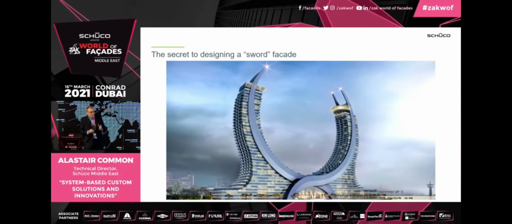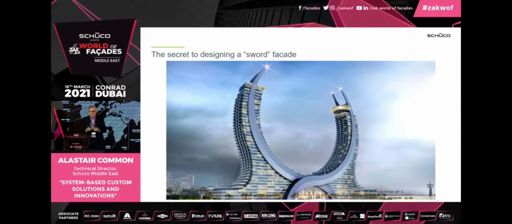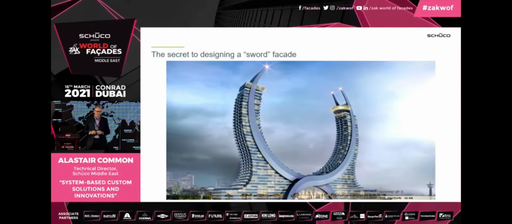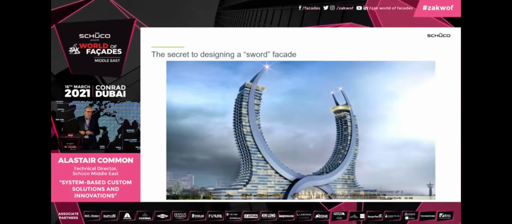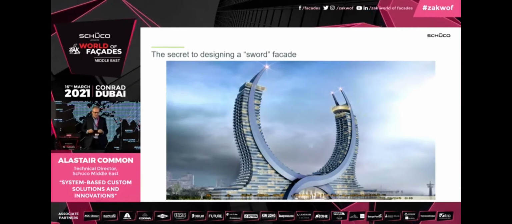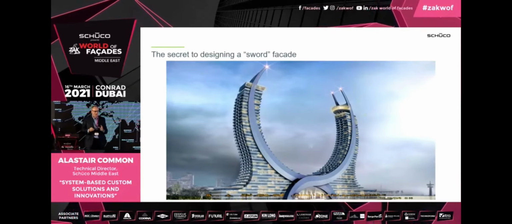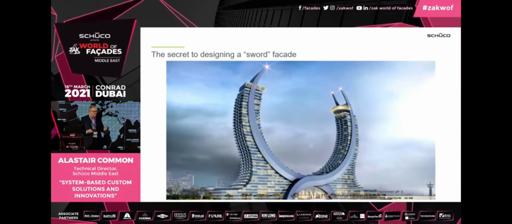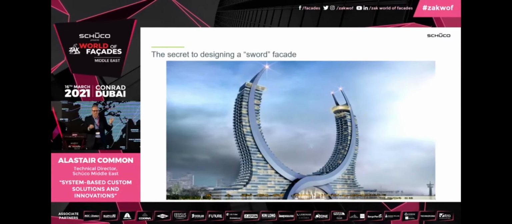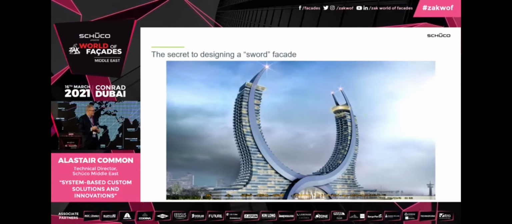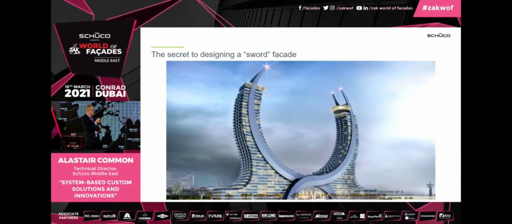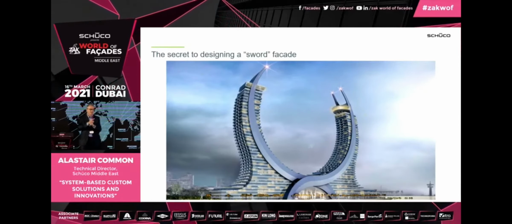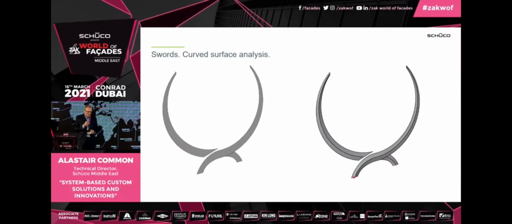Now, Katara towers, which I'm sure many of you are familiar with. I'm sure you've seen it on many different videos, marketing. This is going to be a key feature in the upcoming World Cup in Doha. Now, the vast majority of this project is not particularly complicated. We have a lot of typical male-female unitized panels on here, but what was complicated are these sword facades. And we say the sword facade because this is the emblem of Qatar.